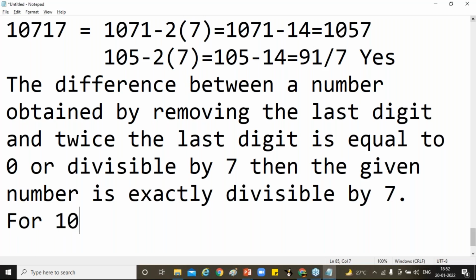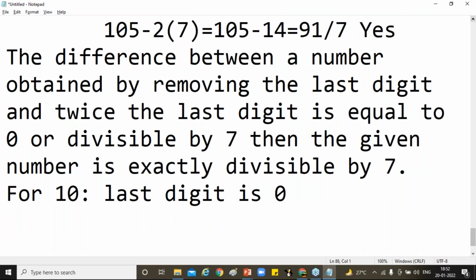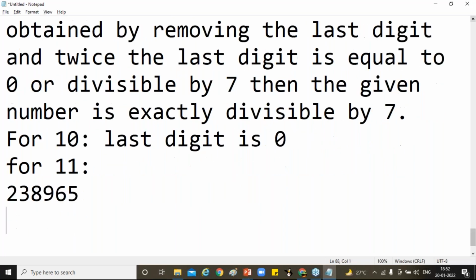So I hope that everyone knows, if the last digit of the given number is 0, then only the given number is divisible by 10. But if you have to go for the divisibility condition for 11, what is the given number? 238965. What are the digits? 2, 8, 6. These are the digits at odd positions. 2 is the first position, 8 is the third position, and 6 is the fifth position.